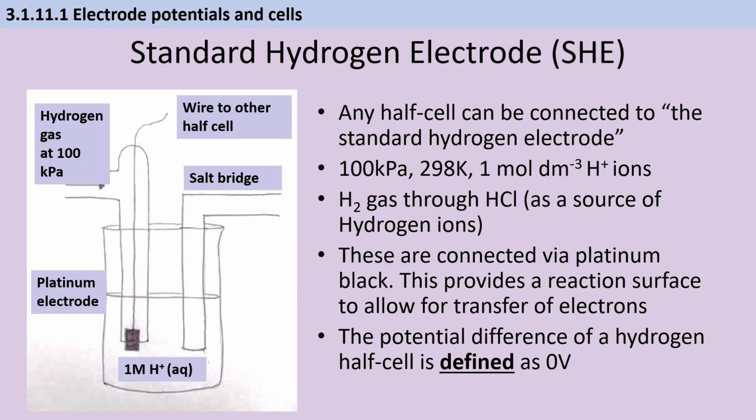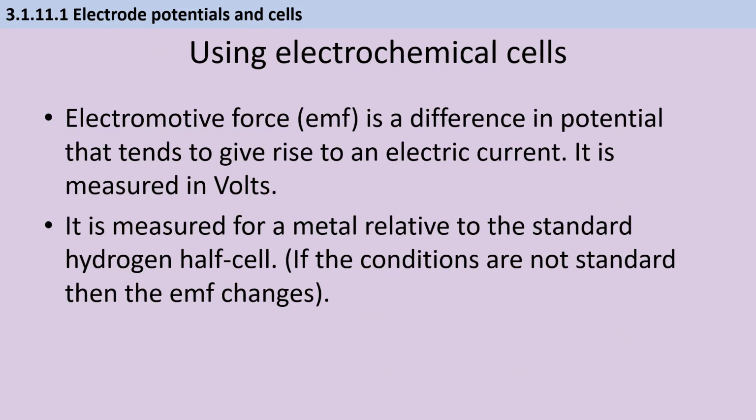These are connected via platinum black, which provides a reaction surface to allow for a transfer of electrons. By connecting a half cell to the standard hydrogen electrode under standard conditions, it's possible for us to measure the electromotive force, which is measured in volts.